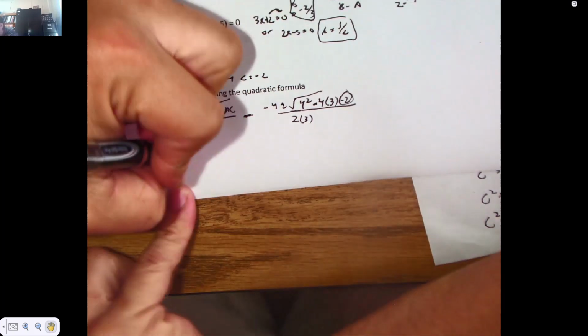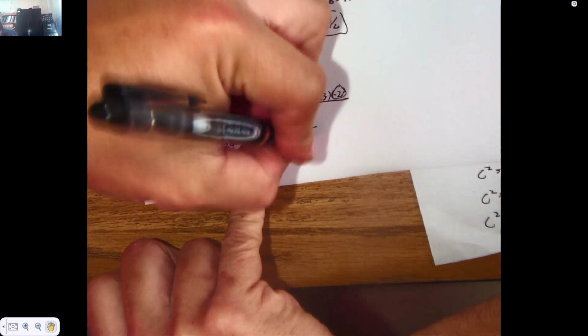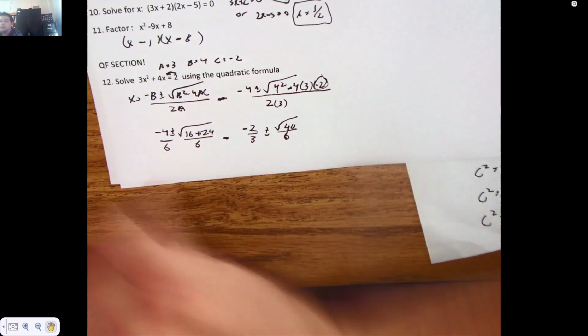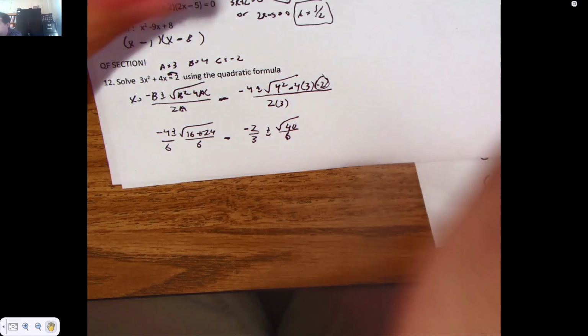So I'm thinking in my head what I have in here. 4 squared is 16, a negative times a negative is positive, 4 times 3 is 12, times 2 is 24, and both pieces are sitting over 6 because 2 times 3 is 6. Negative 4 over 6 is negative 2/3, plus or minus 16 and 24 is 40 over 6. And don't think that's 20 over 3. Like, don't be that kid.